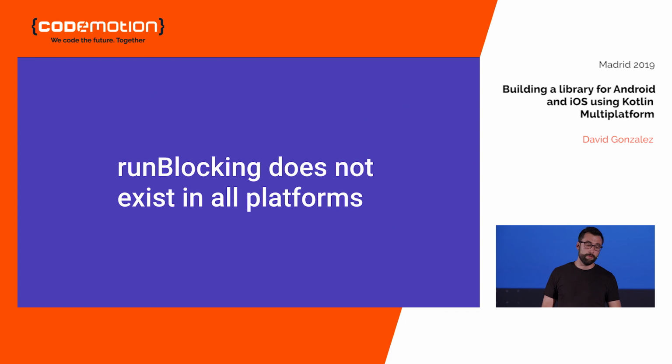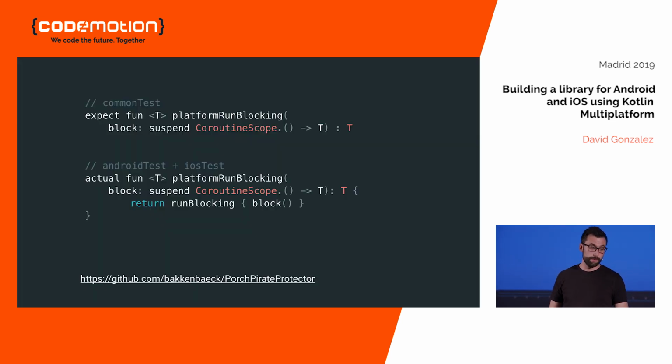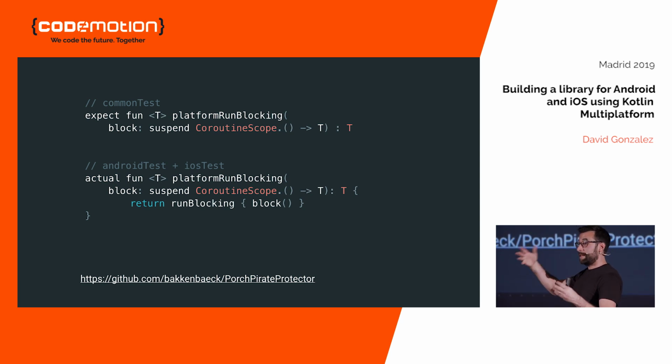Because even coroutines have a function called run blocking that, as of today, is not implemented for all platforms. For example, JavaScript does not have run blocking, so you have to fake it somehow, and we'll see how. And iOS has the same issue. So you have to expect a function called platform run blocking that for Android is going to be a run blocking using the actual coroutine implementation.